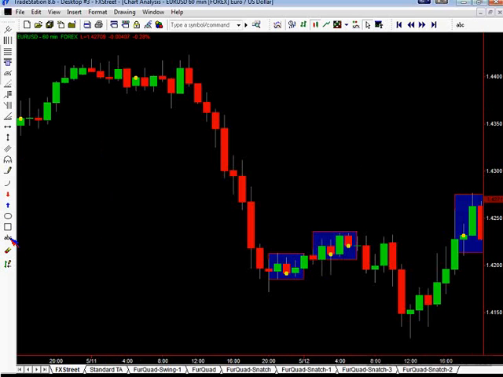Let me just delete some of these markings just to make the chart clearer. Just bear with me a second.